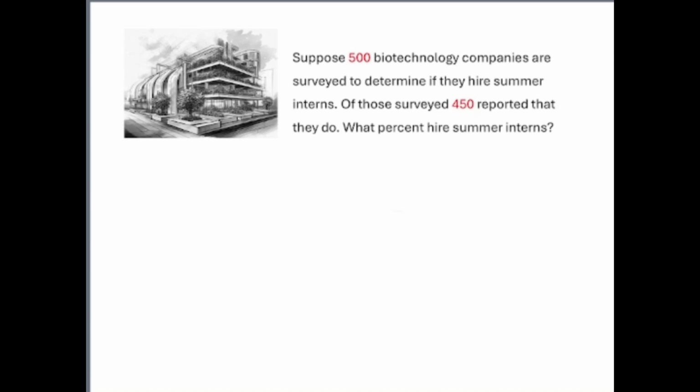All right, so to make this a little bit more concrete, suppose we give an example. You have 500 biotechnology companies. They are surveyed to determine if they hire summer interns. Of those surveyed, 450 reported that they do. What percent hire summer interns? Okay, 450 out of 500 hire summer interns. Well, that doesn't look like a percent. Let's remember that a percent means of every 100. So this we can solve using a basic proportion. If you have 450 out of 500, how many are there out of 100?